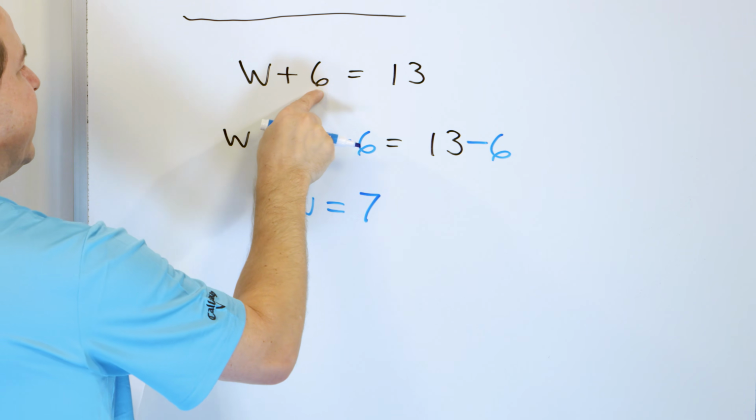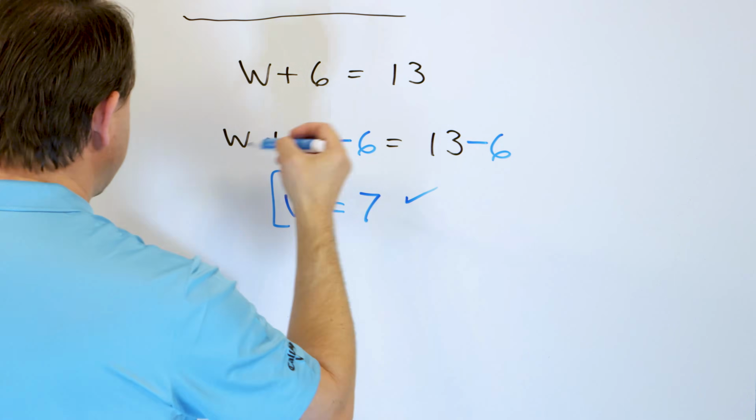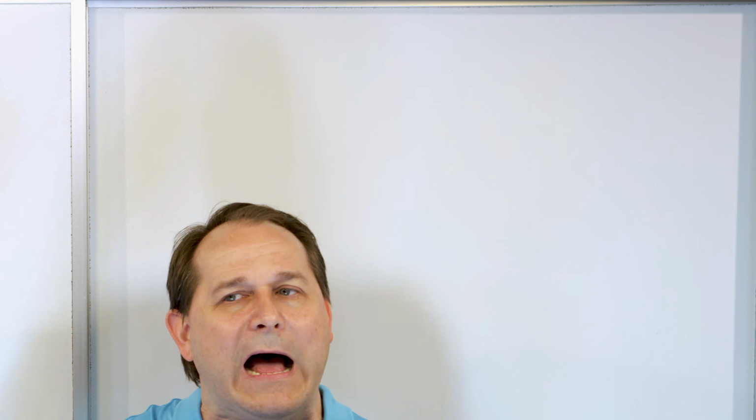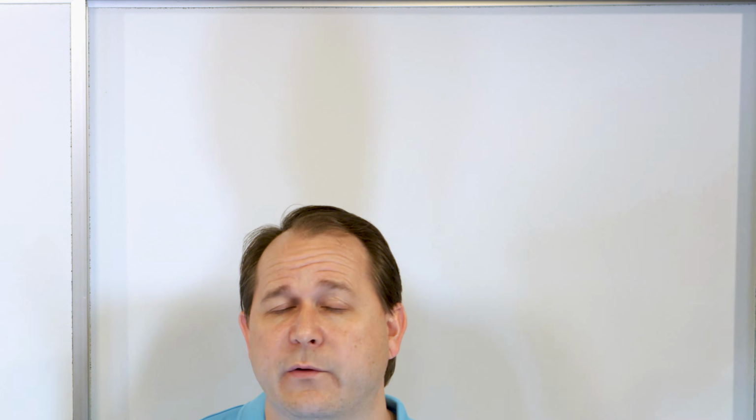7 plus 6 does indeed equal 13, so we know we have found the correct and the only answer to this equation. Now, all of these equations are simpler, and they're only going to have one answer. But as you get higher up in math, there are other kinds of equations that have more than one answer.